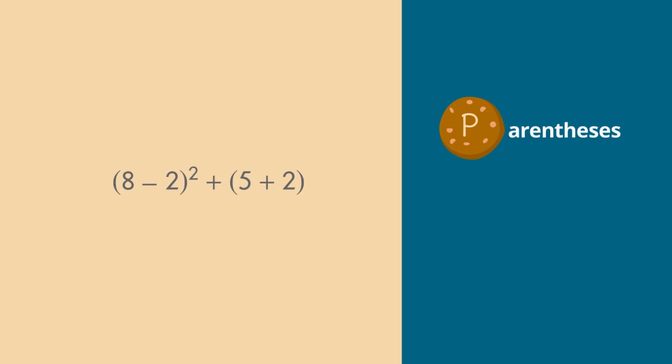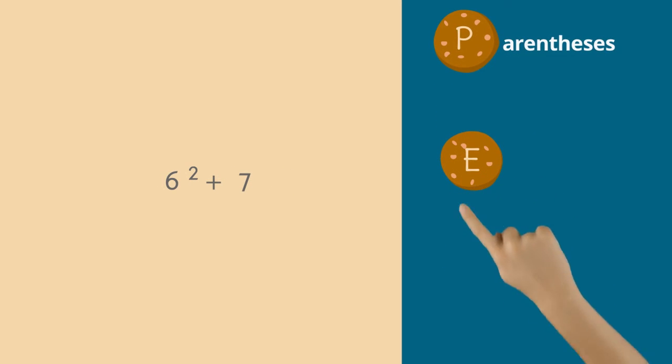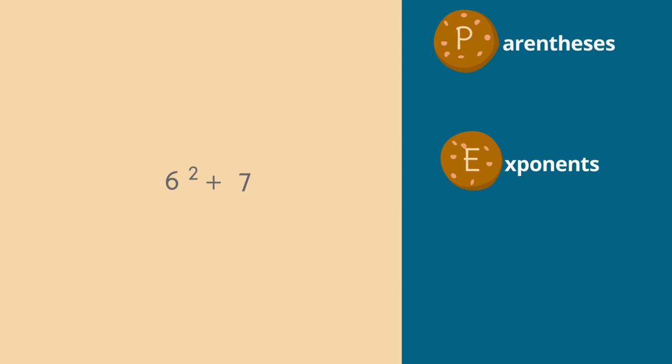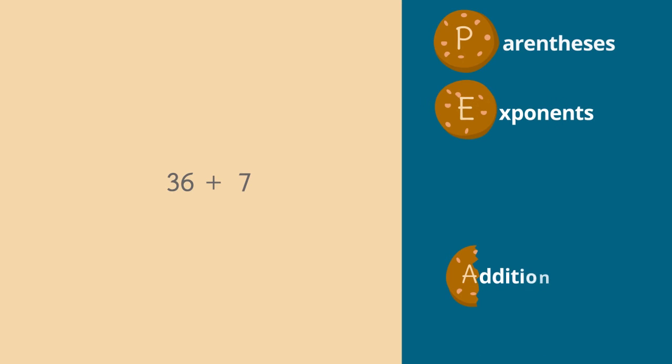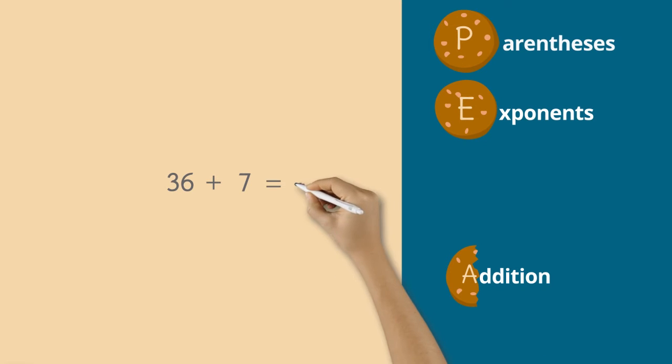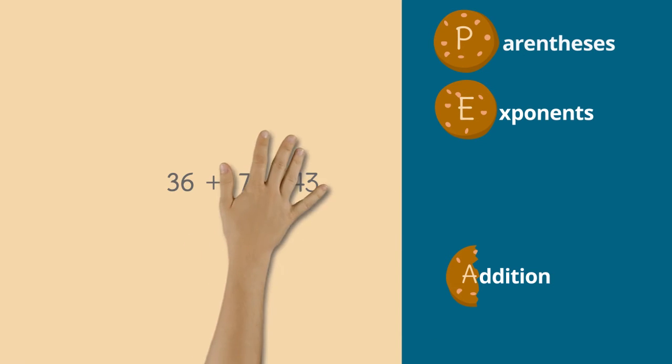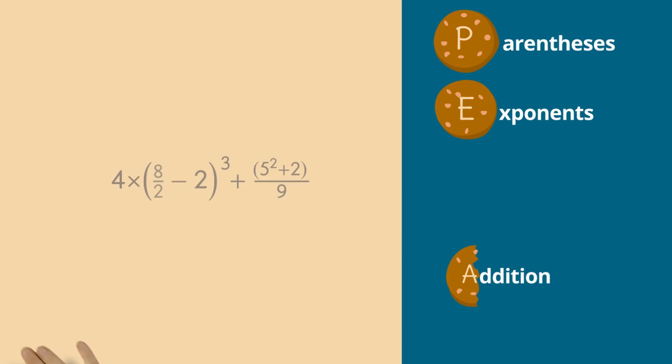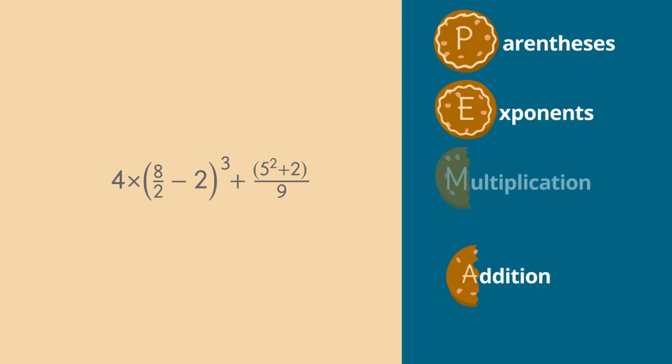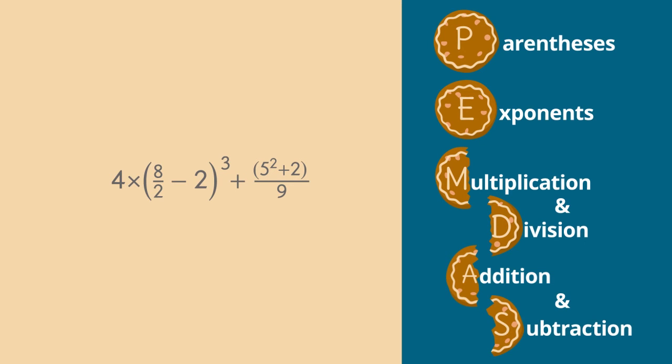Remember, parentheses come first. 8 minus 2 gives you 6, and 5 plus 2 gives you 7. Next come exponents. 6 squared is 36. Finally, you add 36 plus 7 and you get 43. Now it's time to get even more tricky. Look how many operations we are using. This expression has parentheses, exponents, multiplication, division, addition, and subtraction.